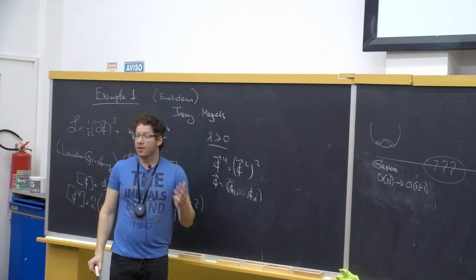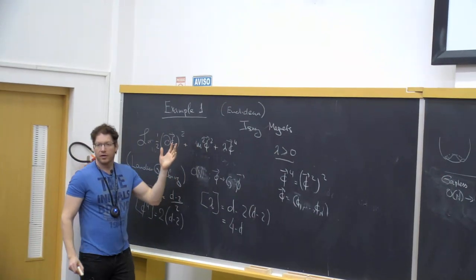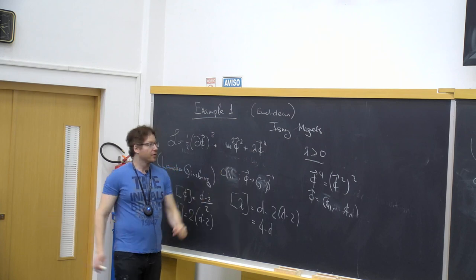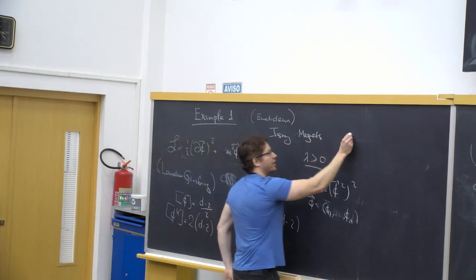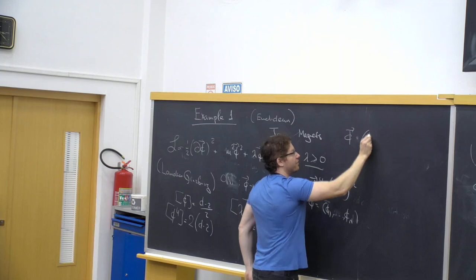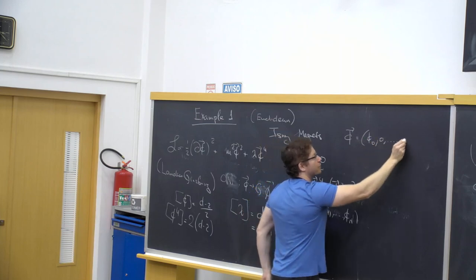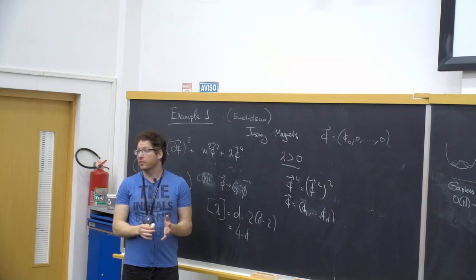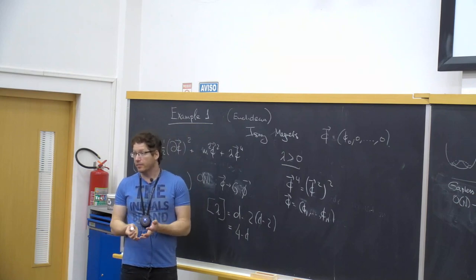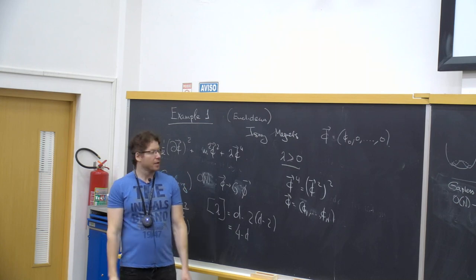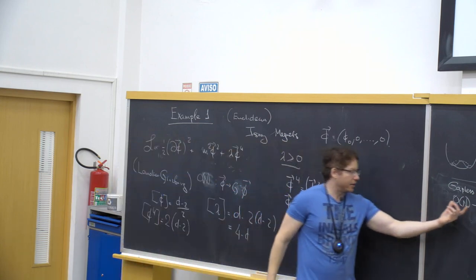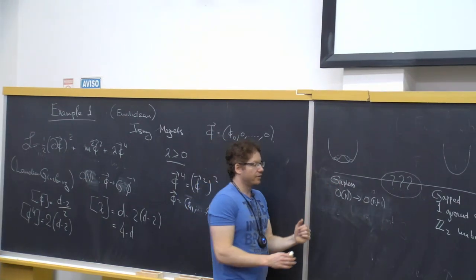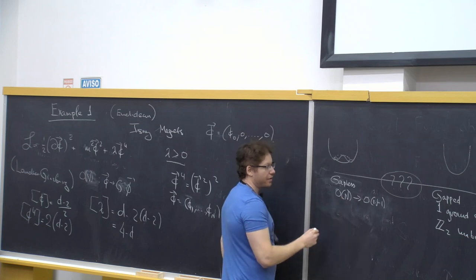Why? Because if the mass squared is huge and negative, the potential wants to turn on some expectation value for phi. So without loss of generality, we can take the expectation value for phi in the vacuum to be some phi 0 and then a bunch of zeros. What subgroup of O(n) does this vector preserve? O(n-1). So there is a symmetry breaking pattern, and so there are massless Goldstone bosons. And so O(n) is broken.